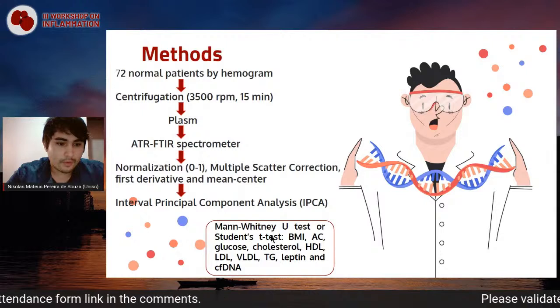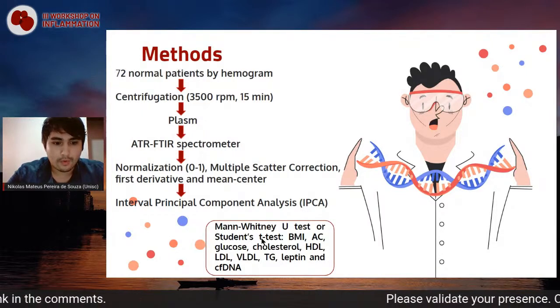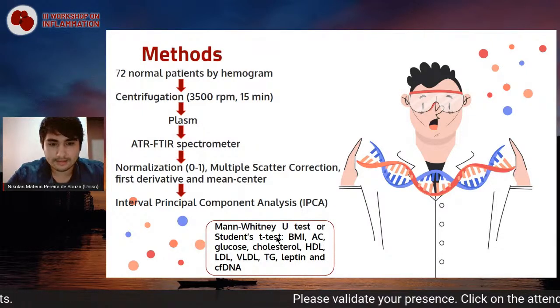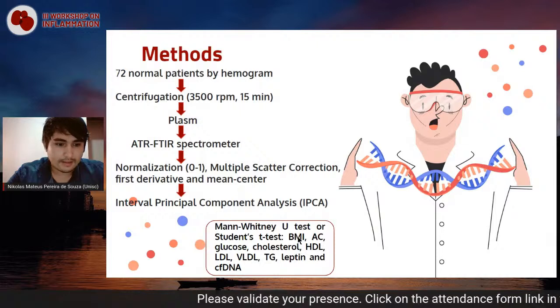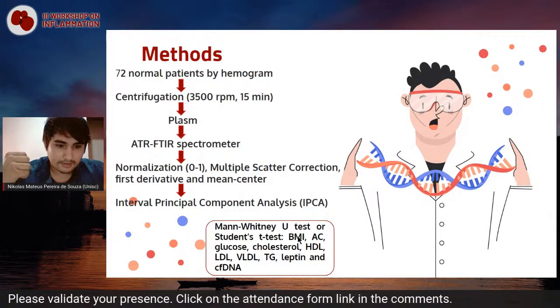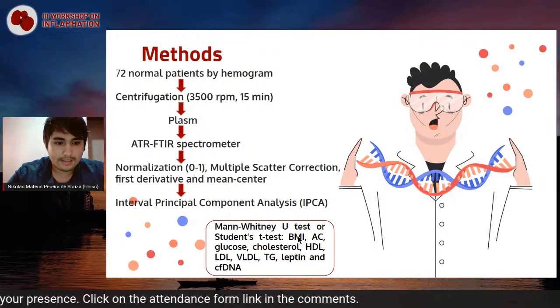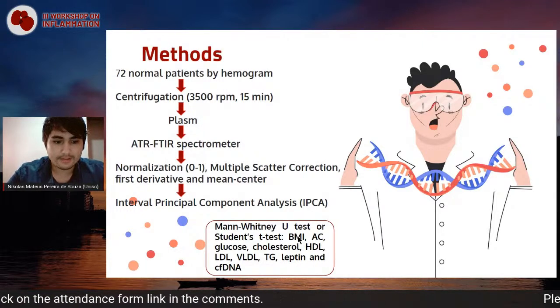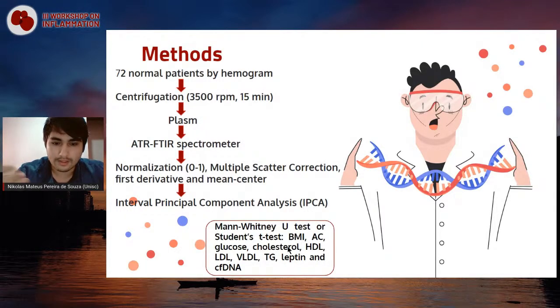So we analyzed whether there was a difference in body mass index, BMI, considering our reference value of C-reactive protein, and we analyzed whether there would be a difference in waist circumference and glucose and cholesterol, HDL, LDL, VLDL, TG, leptin, and cell-free DNA.